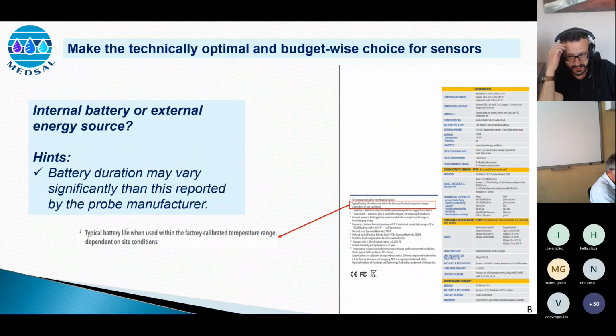So let's have some hints regarding this big question. Battery duration may vary significantly from what is reported by the probe manufacturer. From our experience, if you reach, let's say, 70 to 80% of the expected battery life, you must be happy, since the reported one corresponds to ideal conditions, which are definitely not feasible in the field.